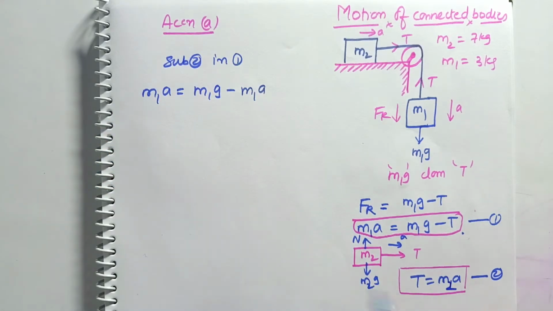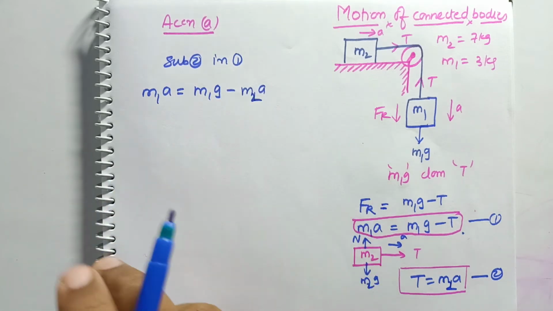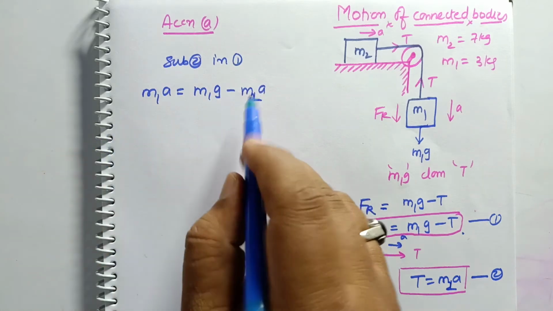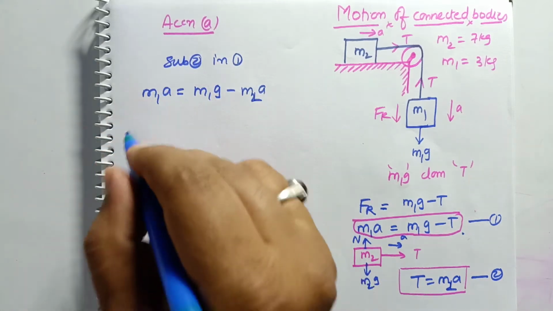This is going to be m2, so therefore m2 into a. As this is the block m2 here, this is also m2. I am taking m2 here. So what I am going to do here, these two I am taking to the left side.